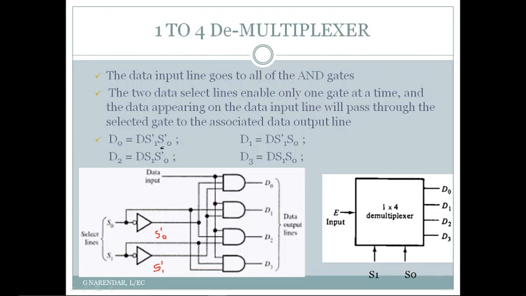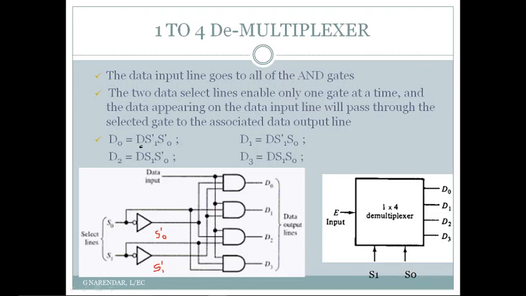So with this, the selection inputs are now available in their original and complement form, and all four outputs can be obtained by using four AND gates with three-input AND gates, for which the inputs are as specified in the expression.